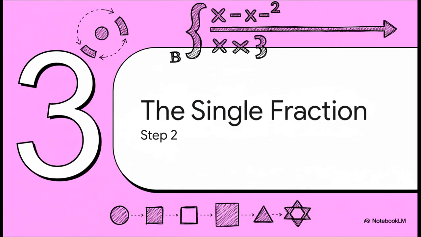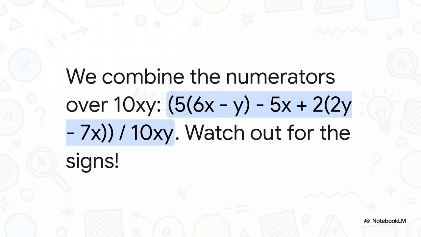Now, for section 3, it's time to bring them all together into one single fraction. So all we do is take all those new numerators and stick them together on top of our common denominator, 10xy. It looks like this. Now, I want you to be super careful with that minus sign in front of the 5x. It's so easy to mess that up. That's a classic tripwire they put in these questions.